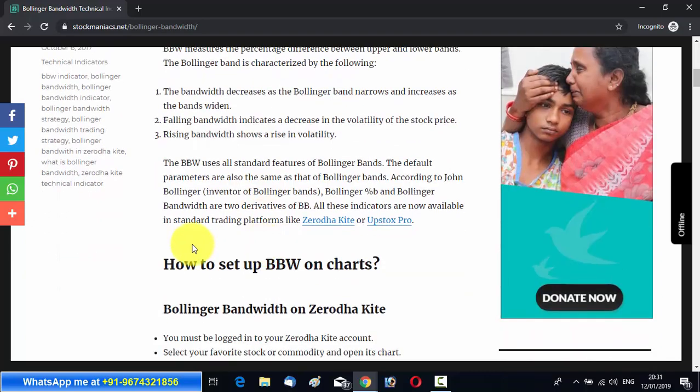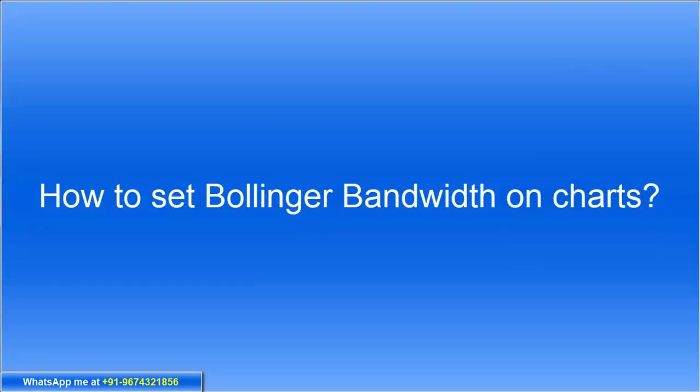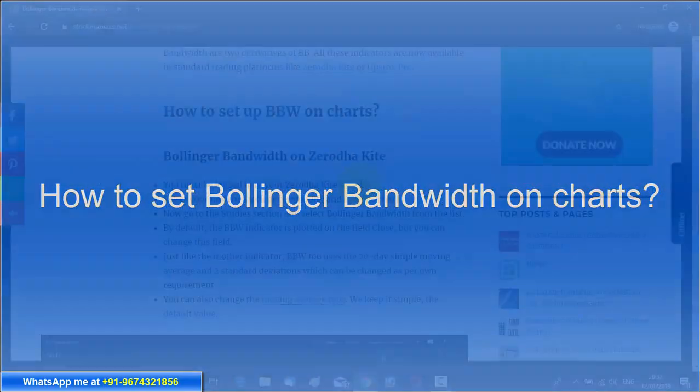So Bollinger Bandwidth uses all the standard features of Bollinger Bands. The default Bollinger Band settings are 20 and 2. Similarly, Bollinger Bandwidth also uses the default settings of 20 and 2. Now, how to set up the Bollinger Bandwidth on charts?